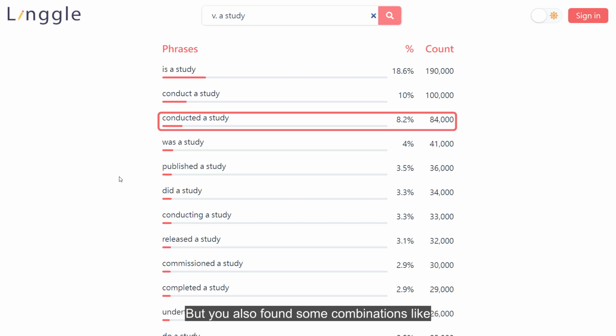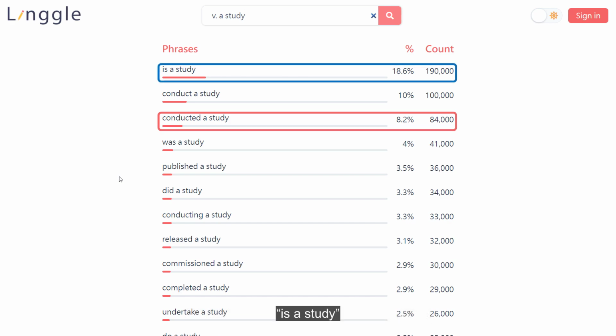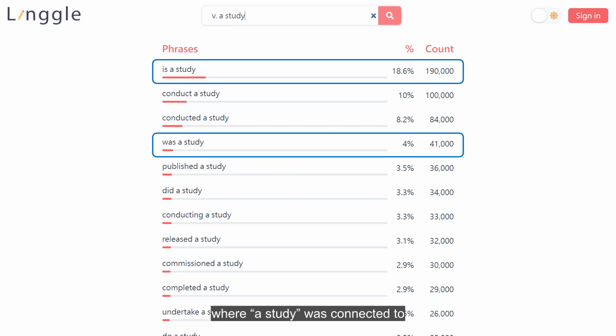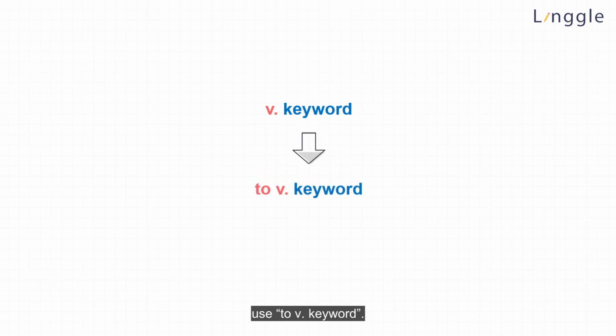But you also found some combinations like is a study and was a study, where a study was connected to a be verb, is and was, which is not what you wanted. Here's a tip when using the pattern verb plus keyword. Instead of using verb keyword, use to verb keyword. By doing this, you can easily wipe out all possible combinations that contain be verbs.